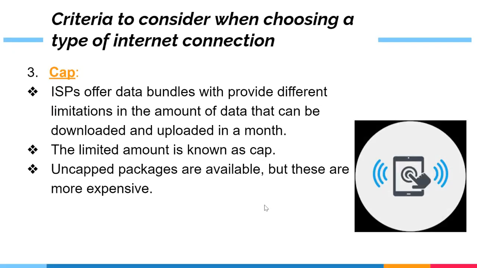Cap. ISPs offer data bundles which provide different limitations in the amount of data that can be downloaded and uploaded in a month. The limit amount is known as a cap. Uncapped packages are available, but these are more expensive. So maybe you only get access to 20 gigs or 10 gigs of data a month.